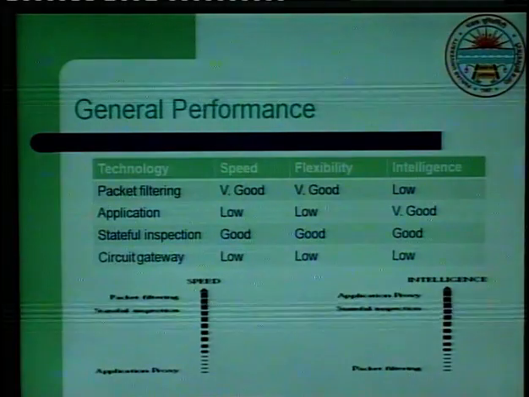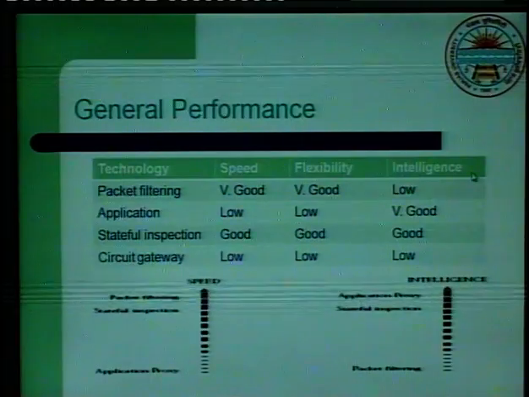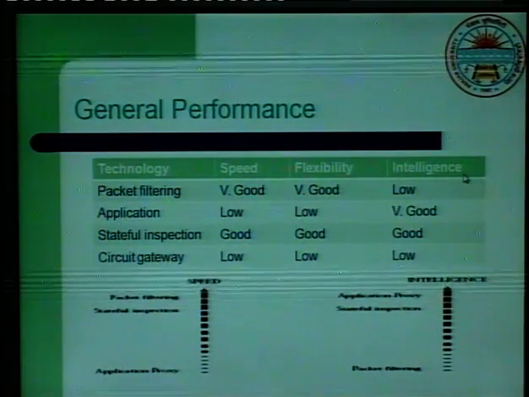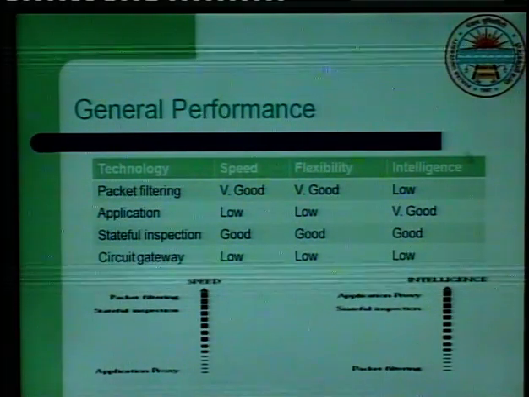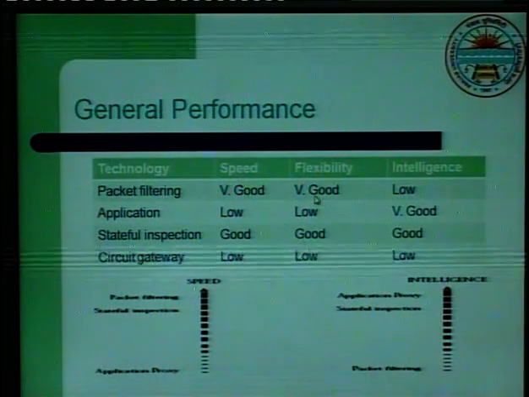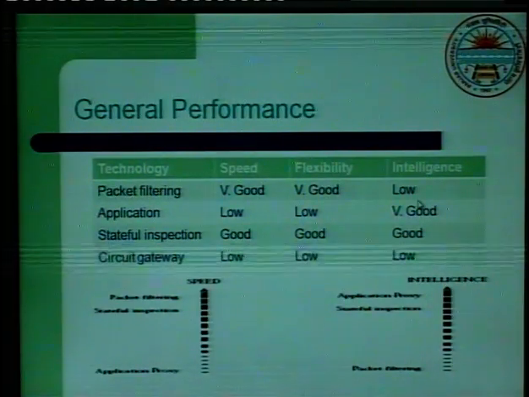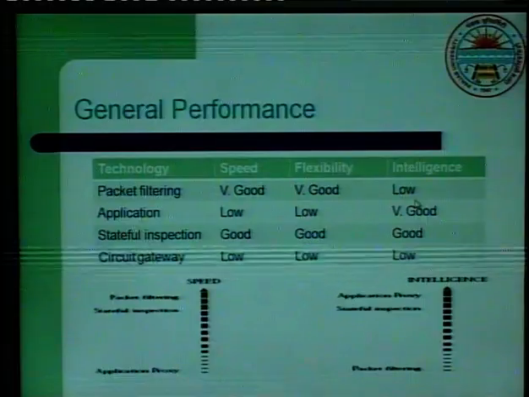We compare the performance of all these types of firewalls in terms of speed, flexibility and intelligence, meaning security level. Then it comes out that a packet filtering firewall is very good in speed, provides good flexibility, but is low in intelligence, because you can filter a packet based upon its IP address and port number only.